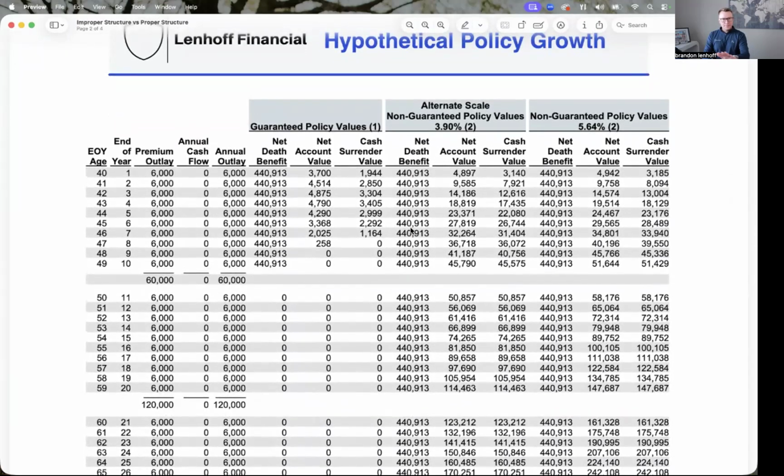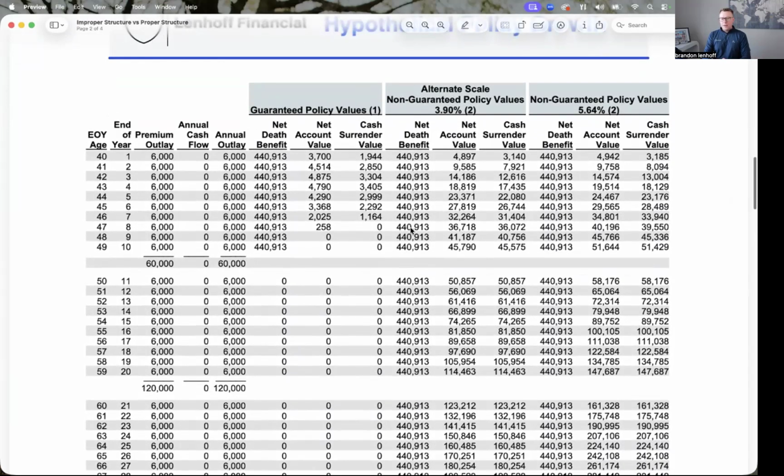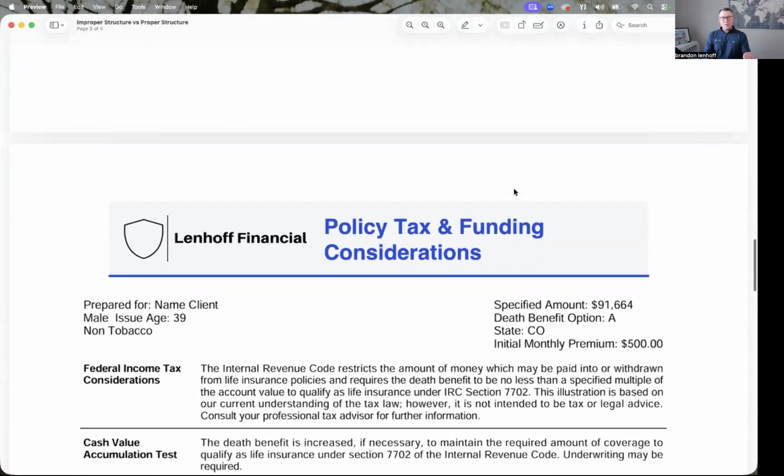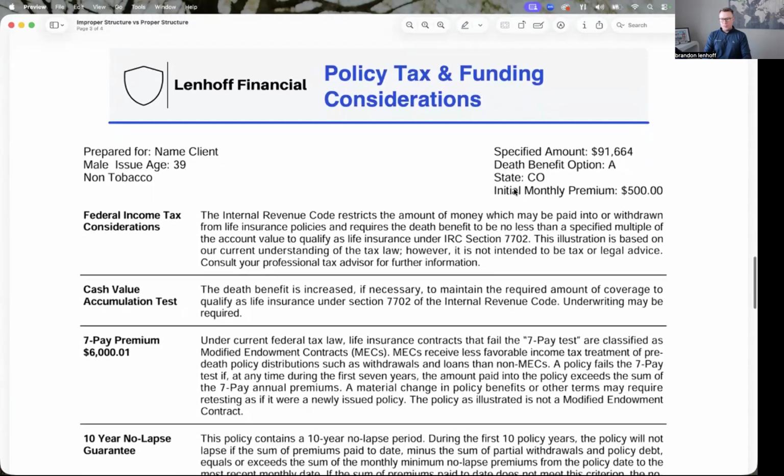Now you can see hypothetical growth. This is based on the illustration that he received when he issued the policy 3 years ago. And you can see the hypothetical growth here. Now, let me show you an example of what the policy should have looked like.